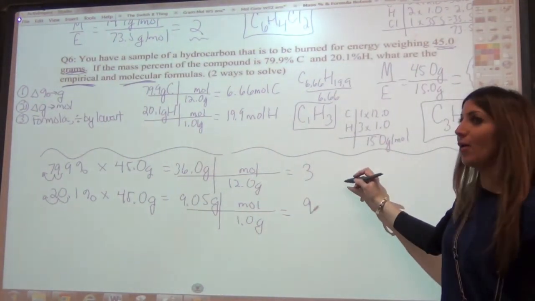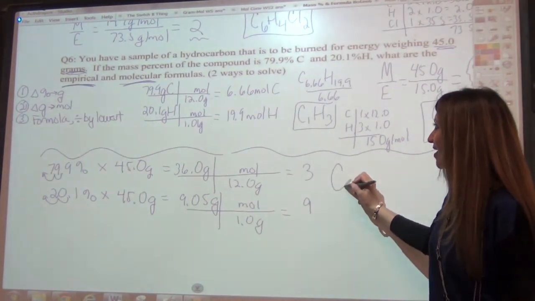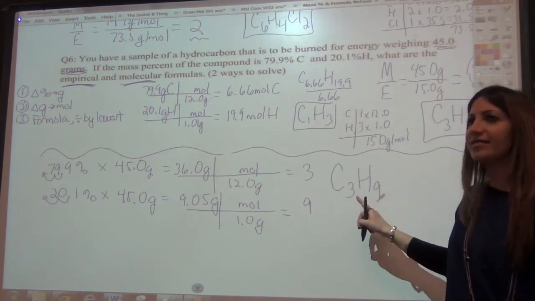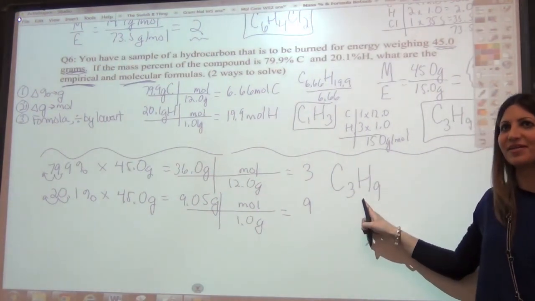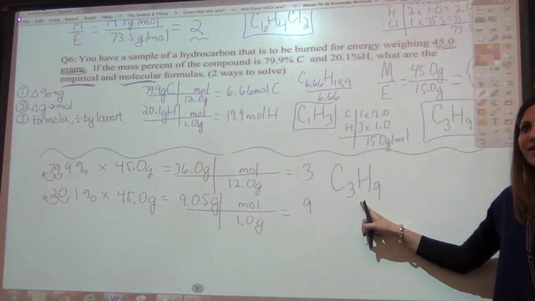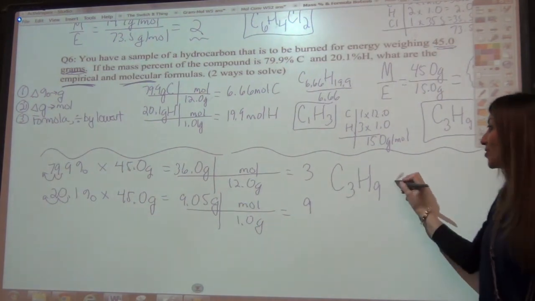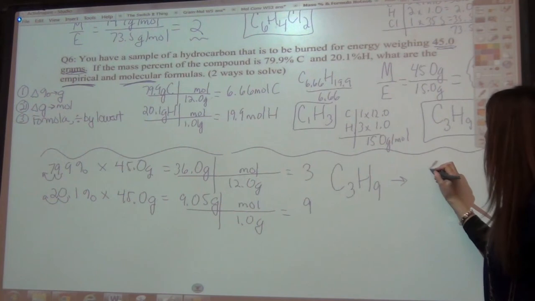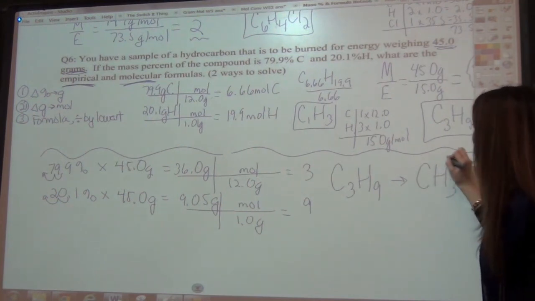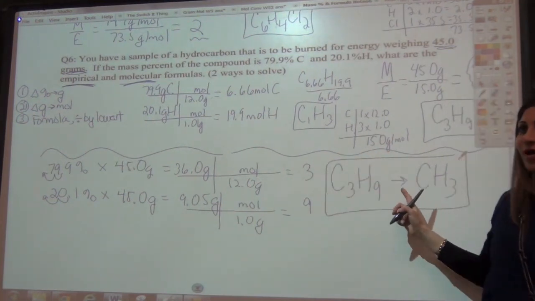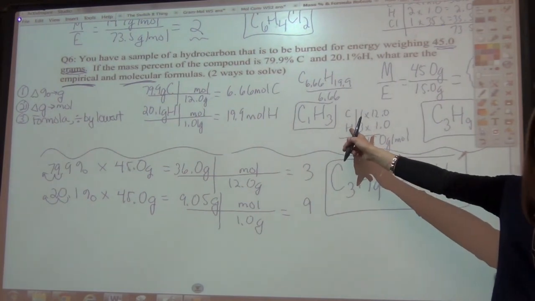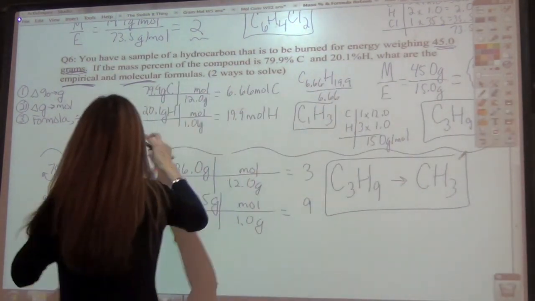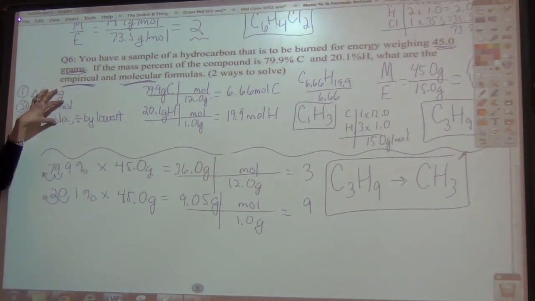Guess what your formula is here? C3H9. Is that molecular or empirical? How do you know? It's not reduced. How do you get the empirical formula? Divide both of them by 3 and you get CH3. I think this way is way easier than this way, okay, but you still need to understand this because you need to be able to do empirical formulas.